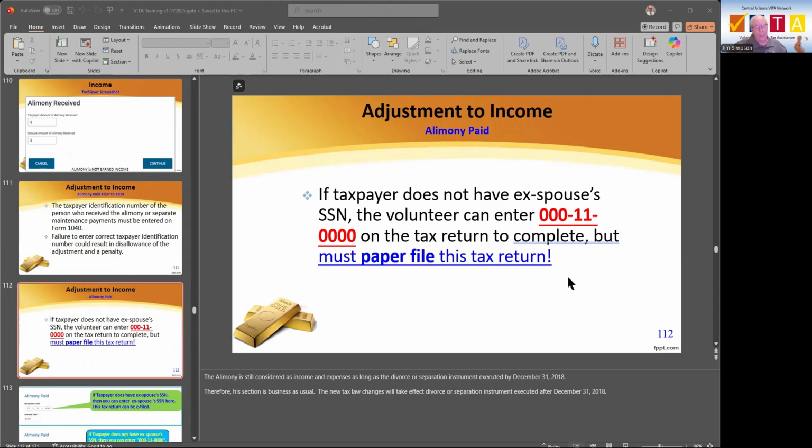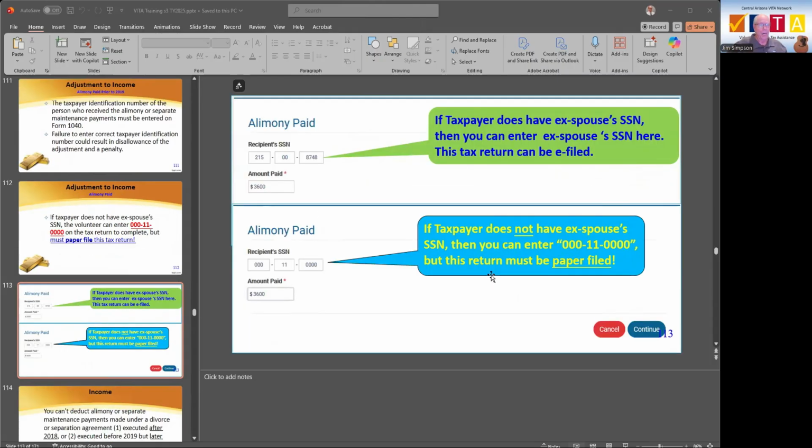There is a workaround. Sometimes these spouses, well, you know how it is with divorces. But if you can't get the social security number of the payee, you can use this fake number. But then if you use this fake number, you've got to paper file the return, and it's going to take forever for them to get any kind of refund. Again, here's where you would put in the social security number of the recipient, or you could put in this fake number if you have to, and then paper file the return. This is the TaxSlayer screen here.